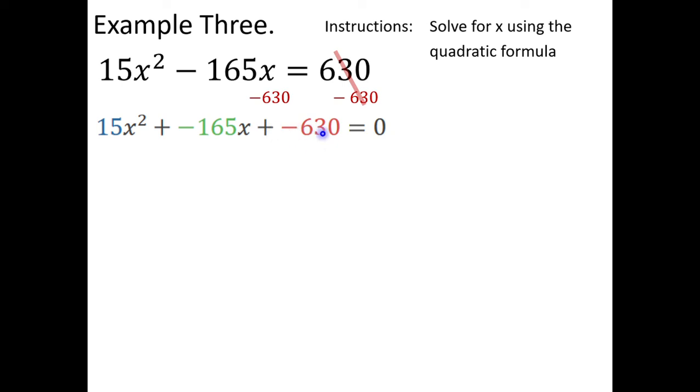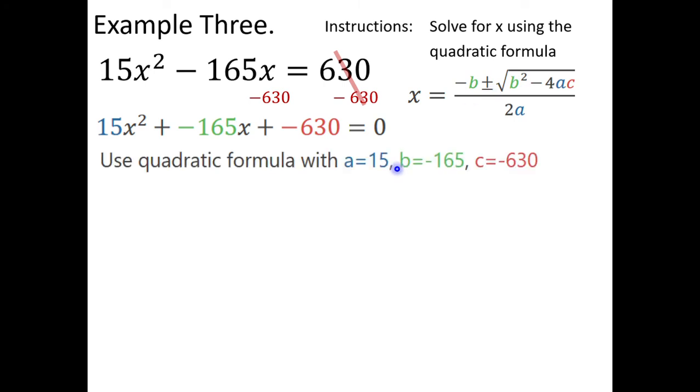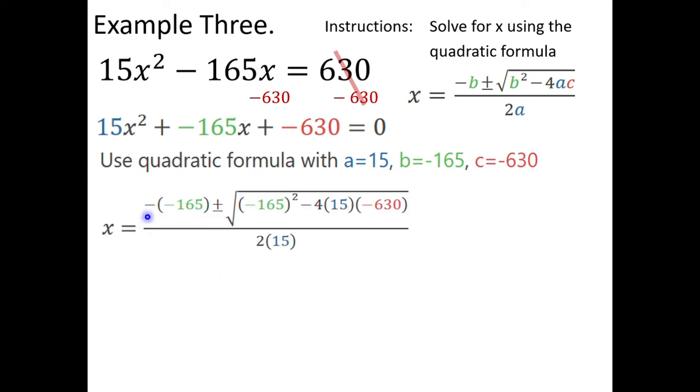Okay, so now this is in the correct format to get our a, our b, and our c. Here's our a in front of the x squared. Here's our b, negative 165, that's in front of the x. And the constant term, minus 630, that's your c. So I'm going to put that up into this quadratic formula, a, b, and c. So plugging it in, you get a minus negative, right? So negative times negative is positive. So it's going to be a positive 165 out front. Then you're going to have two answers, one with a plus here, and the other one with a minus here.